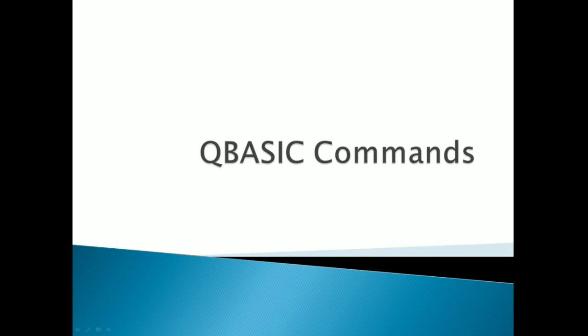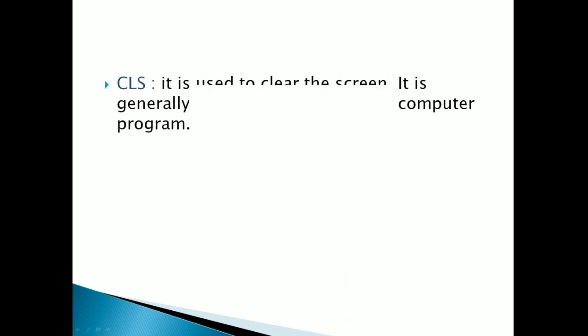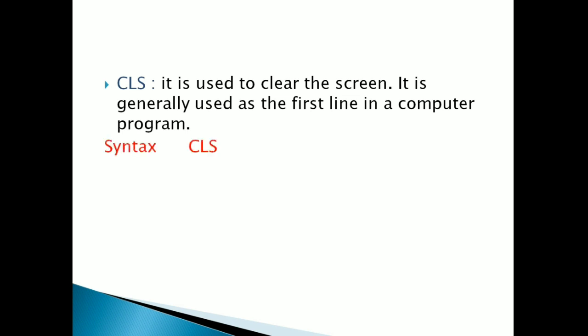Now let's discuss what the basic QBasic commands available in a QBasic program are. Okay, so first let's discuss CLS. The full form of CLS is clear screen. It is used to clear the screen. It is generally used as the first line in a computer program. In this way, whenever the program is run, it always starts with a blank screen. So, by using the CLS command, we can clear the output of the previous program. So, before starting a program, we have to type CLS in the program window.